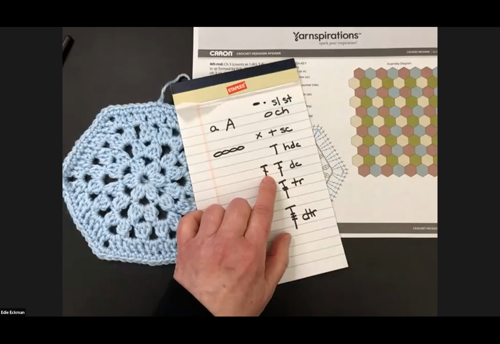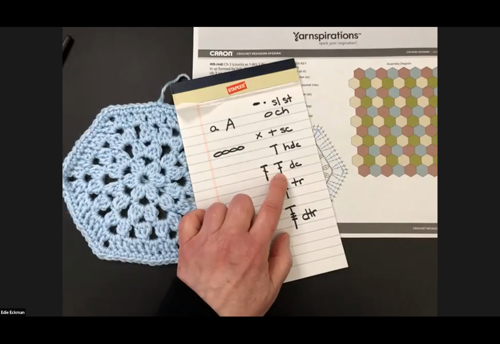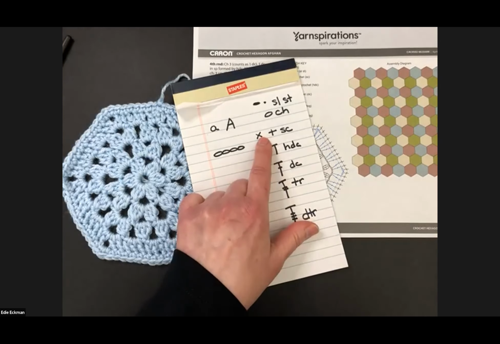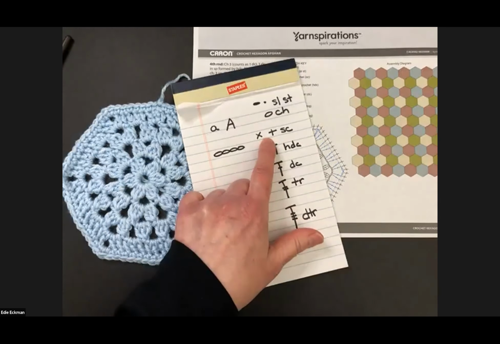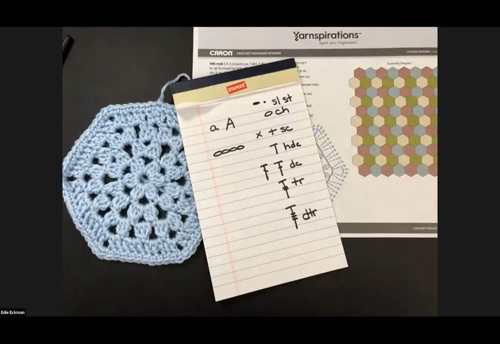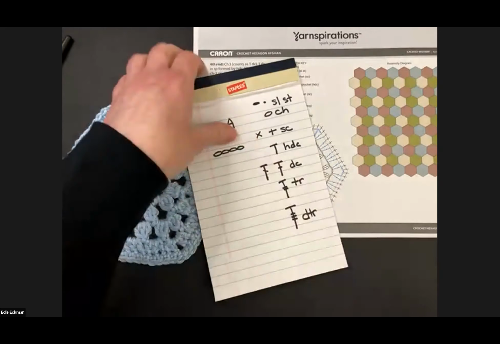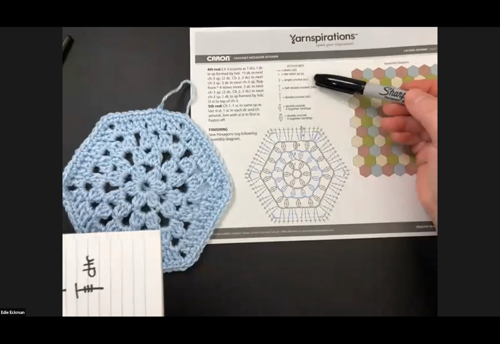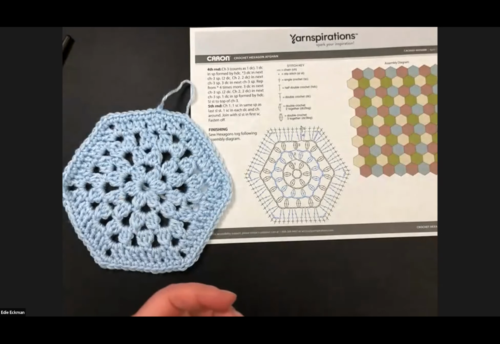But I do want you to understand that the difference between this and this is just in the font, basically, right? Same thing with the single crochet symbols. They're just slightly different ways to write the same thing. You will always have a stitch key. Whenever you have a chart, there's going to be a stitch key which will define it.